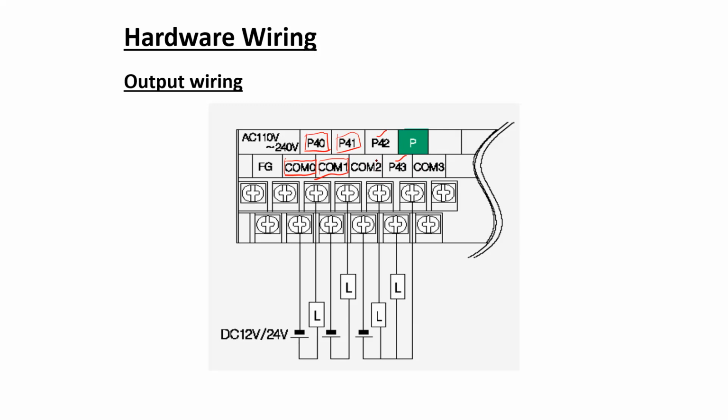So in actual case, several output ports share a common terminal, but there are multiple common terminals. So can anyone suggest what are the possible advantages of having multiple common terminals available at the output side?